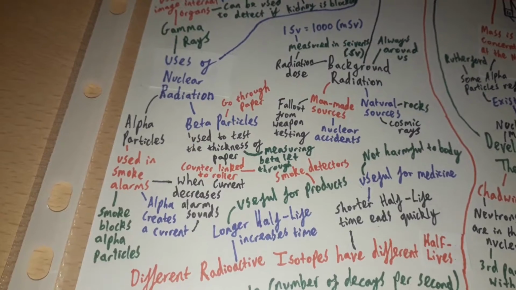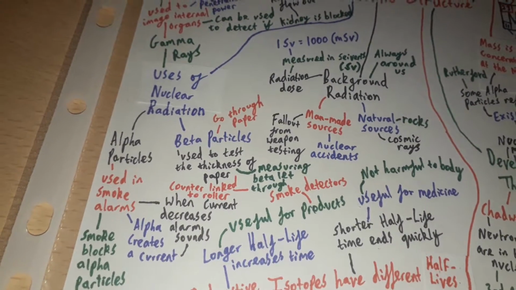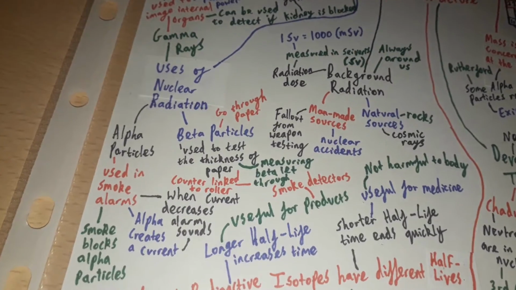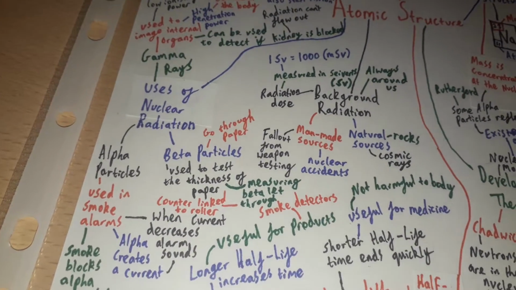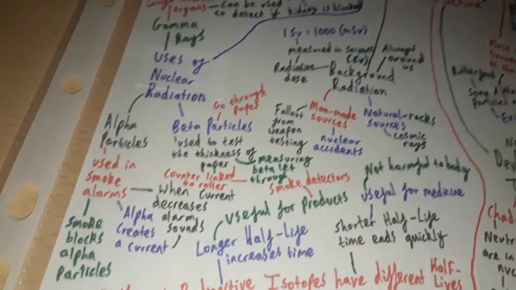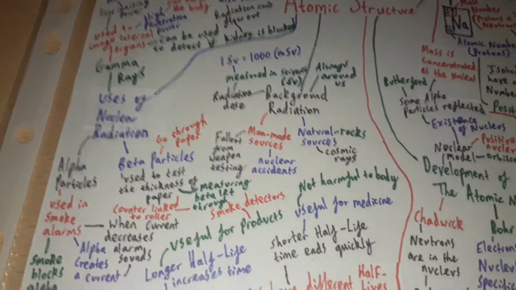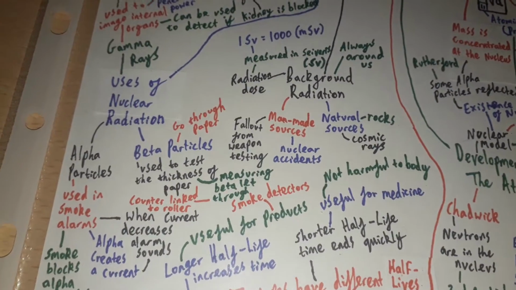particles go across, that creates a current, meaning that the alarm doesn't sound because it knows the current is passing through. However, when the smoke blocks it, the current decreases because the alpha particles can't get past, and this triggers an alarm to sound, showing that this process has occurred, meaning that the smoke alarm sets off.